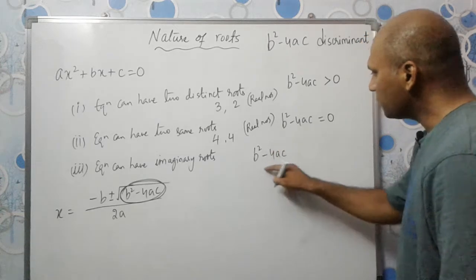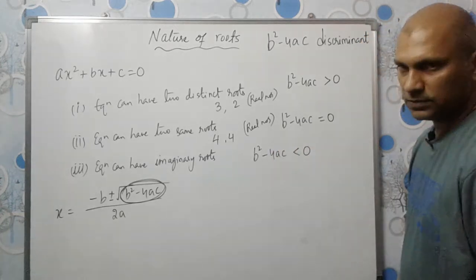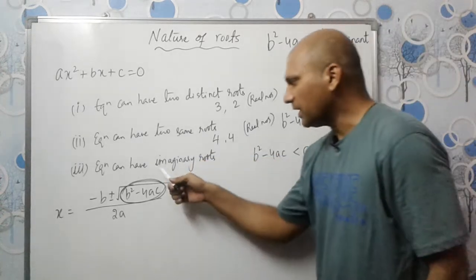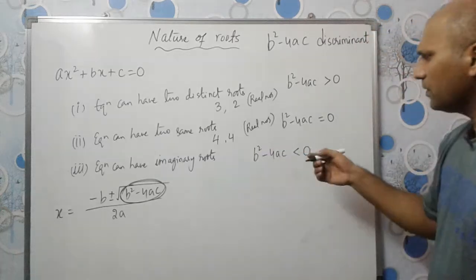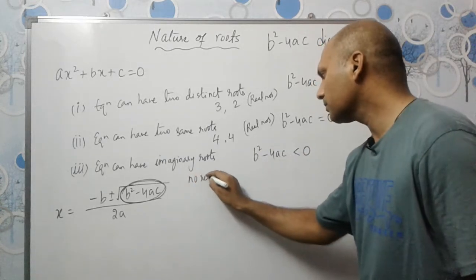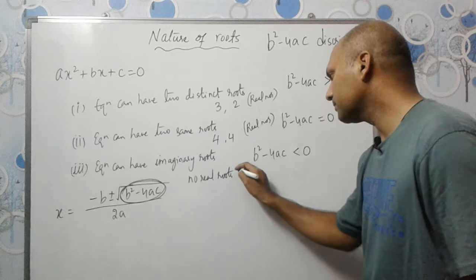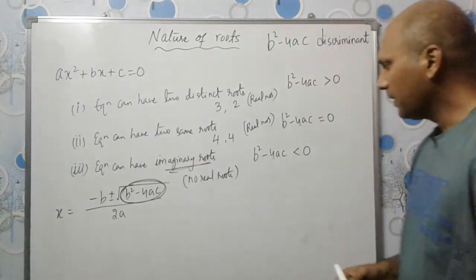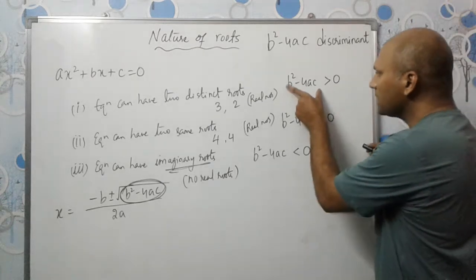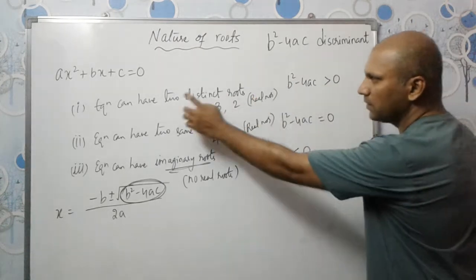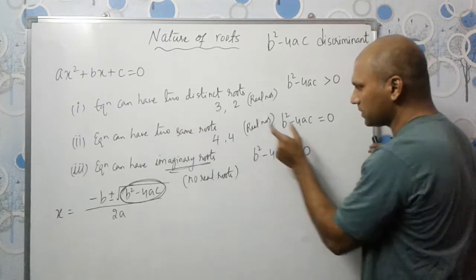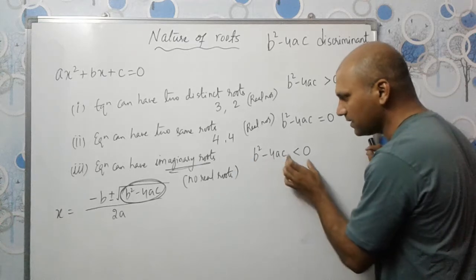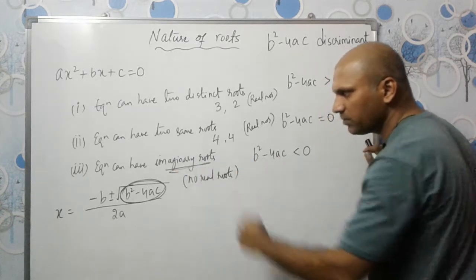Okay, third case is if b square minus 4ac is less than 0, that means if we get a negative value, the equation will have imaginary roots. We can say imaginary roots, or we can say no real roots. Both are one and the same. Okay, see, if b square minus 4ac is greater than 0, two different roots or two distinct roots. If b square minus 4ac is equal to 0, two same roots. If b square minus 4ac is less than 0, no real roots or imaginary roots.